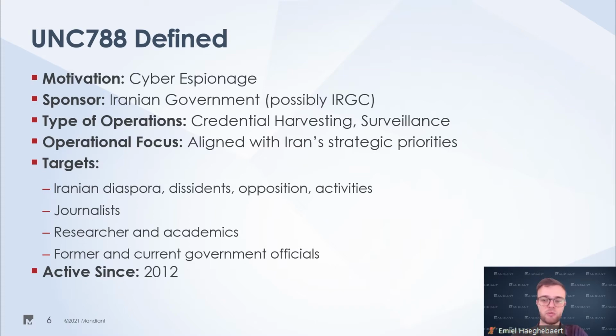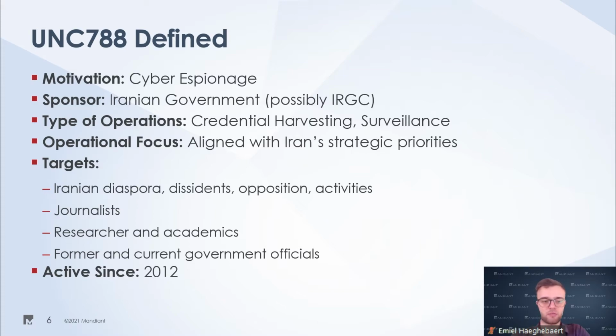And in 2020, we observed UNC788 targeting employees of pharmaceutical companies, this in the United States and United Kingdom, right? And this is in line with the public reporting that we just discussed. We judged that this was a likely effort to obtain medical information in support of the COVID-19 and public health emergency response. So this suggests that the group might alter its operational focus as Iran's strategic priorities evolve over time. UNC788 has been operational since at least 2012 and likely evolved from the participants of Iranian hacktivist forums.